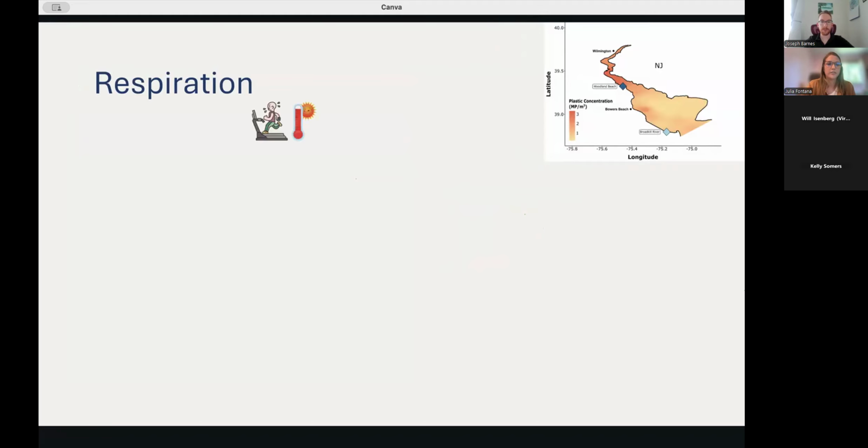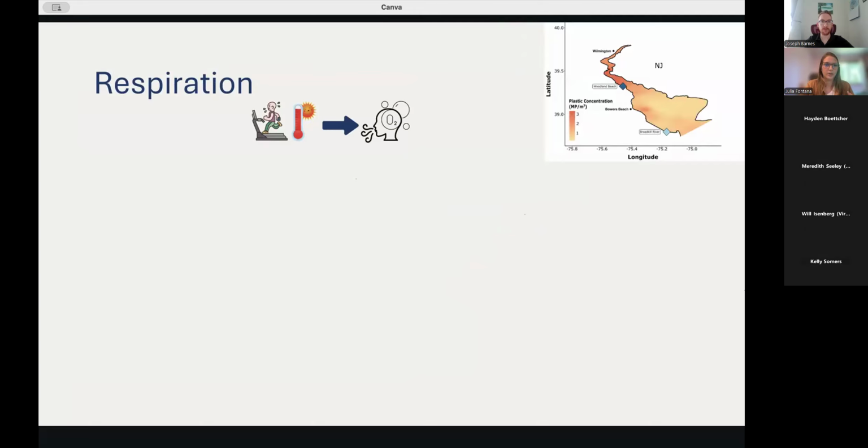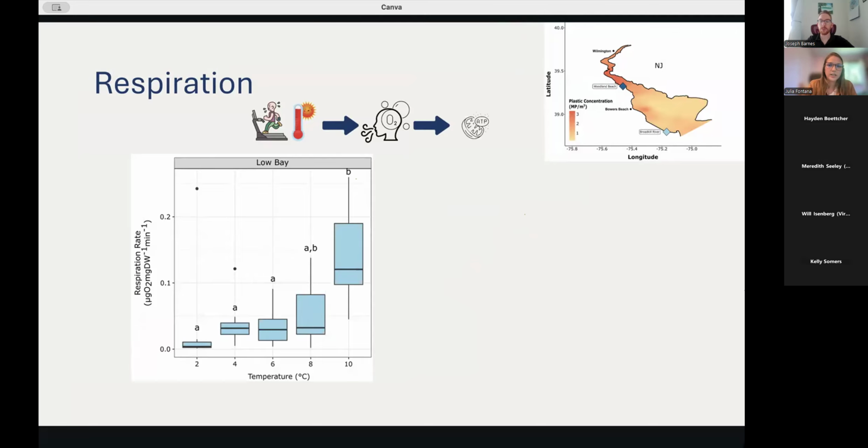So you can think of it like if you're working out, if it's really hot outside, you're going to be breathing in more, you're going to be respiring more, consuming that oxygen to create energy in the form of ATP in your body. And what it looks like in practice, so these mysids were tested between 2 and 10 degrees, like I said. Here on the x-axis, we have temperature going from 2 degrees to 10 degrees and respiration rate on the y. These are typical respiration rates.